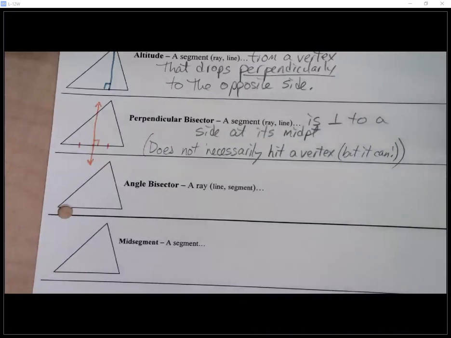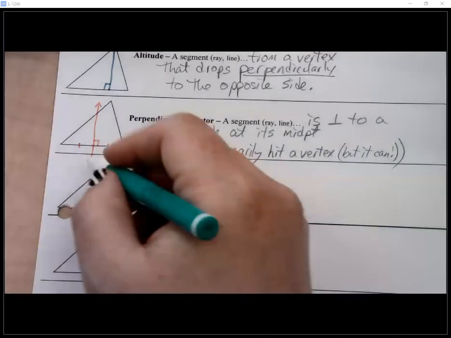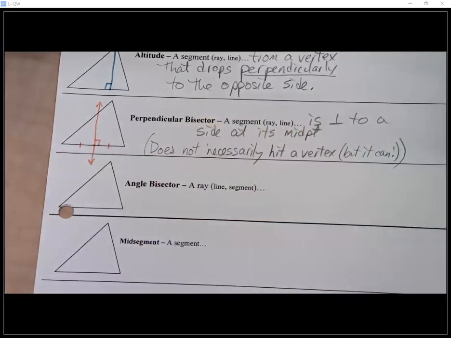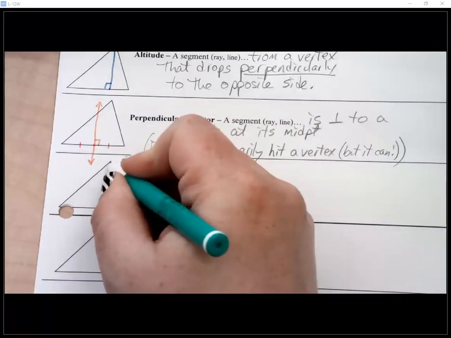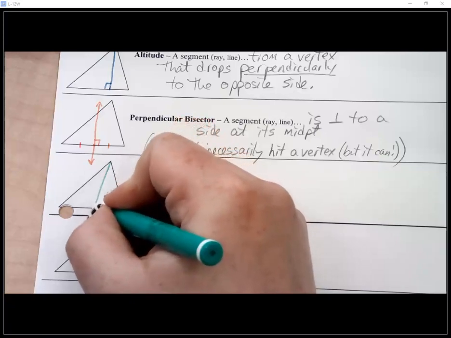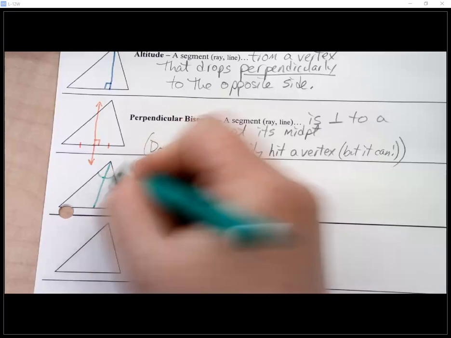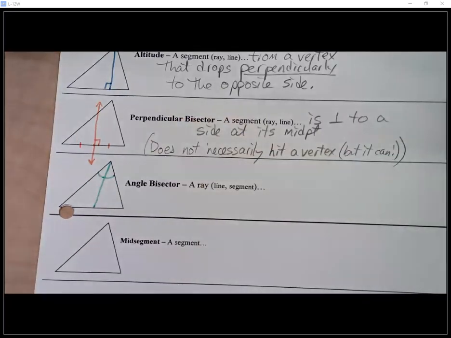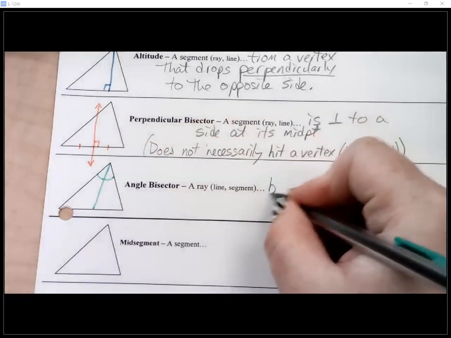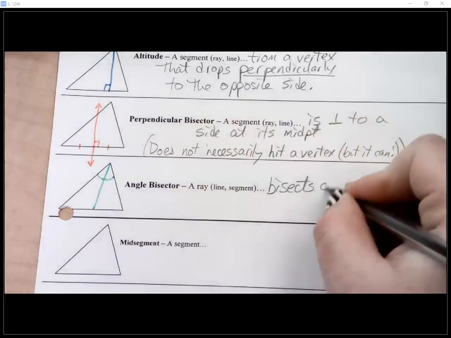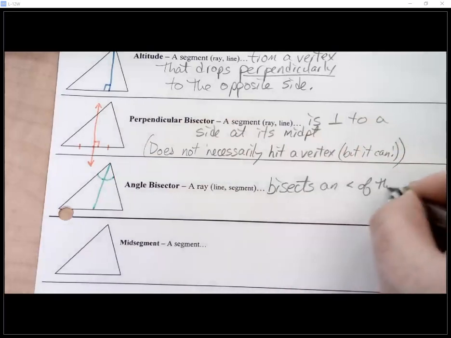Angle bisector, this is another one I know you know. We've talked about angle bisectors already. So this one obviously has to start at a vertex because that's the only way I'm going to bisect an angle. I'm just going to try and eyeball as best I can. I want to just split that angle in half. So an angle bisector would look something like that. Again, it could start at any vertex, it doesn't matter. It just has to bisect that angle. So an angle bisector bisects an angle of the triangle. Okay, that one we know about.